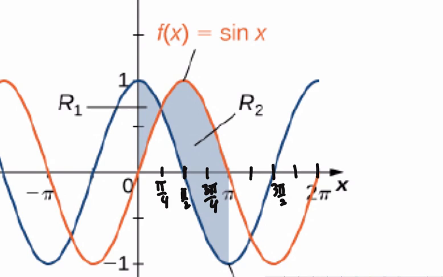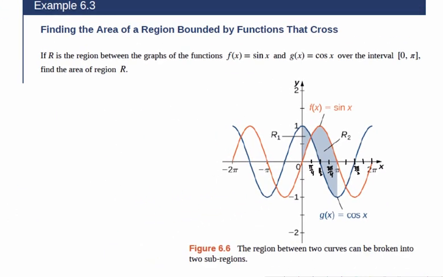Now they only want us to go from 0 to pi. So for the first portion of things, the cosine graph is on top until they meet up at pi over 4. And then the sine is on top the rest of the way until we hit a value of pi. Okay? So that's really important when we go to set up our integral.